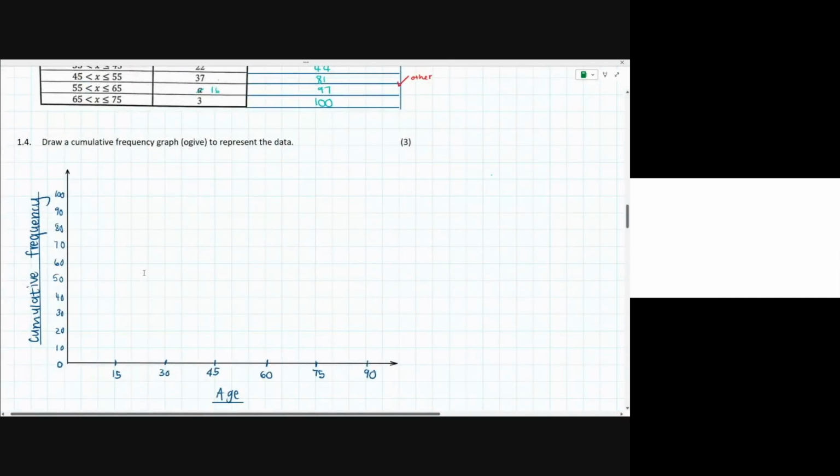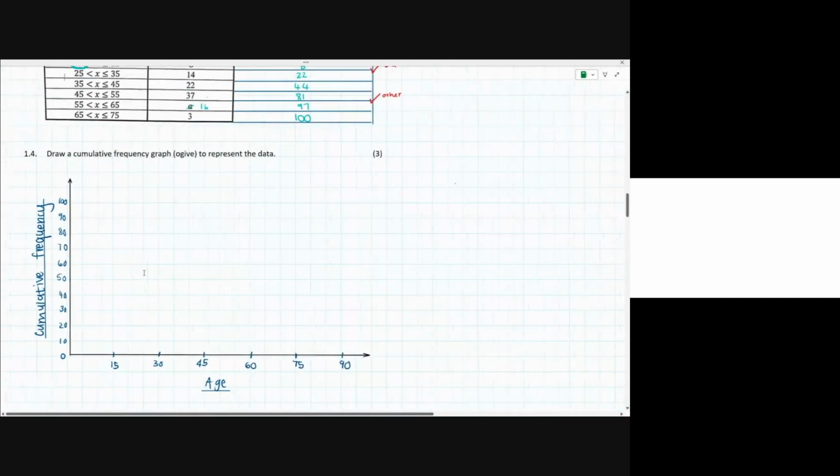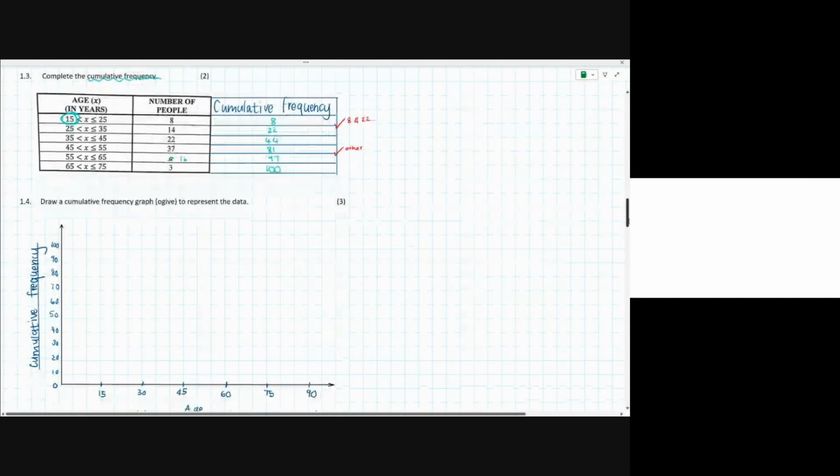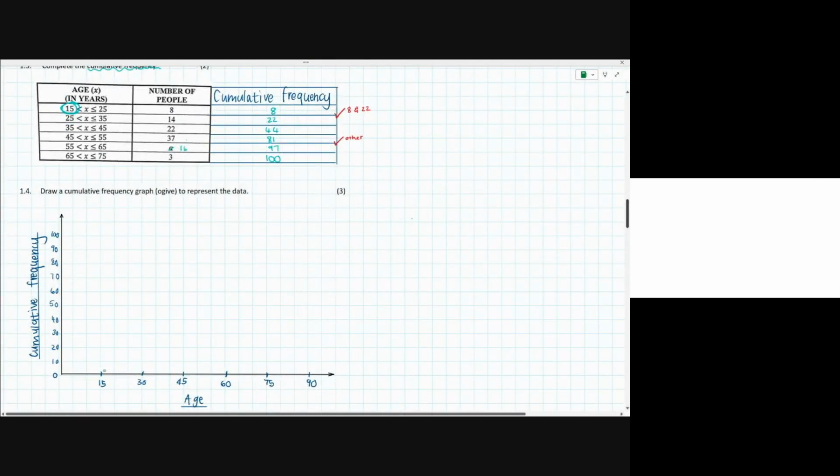So because my lower interval here was, like I say, or the lower limit of my first interval was 15, that's where I'm going to plot my first point. And like I say, it's at a cumulative frequency of 0. So I start on the x-axis. Your first coordinate should always be on the x-axis and at the lower limit of your first interval.